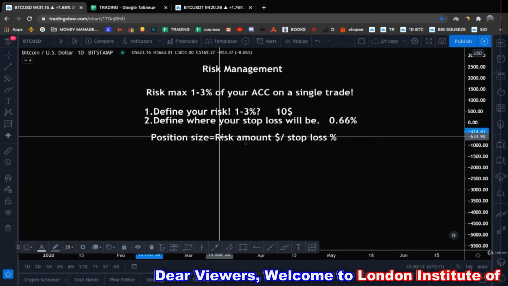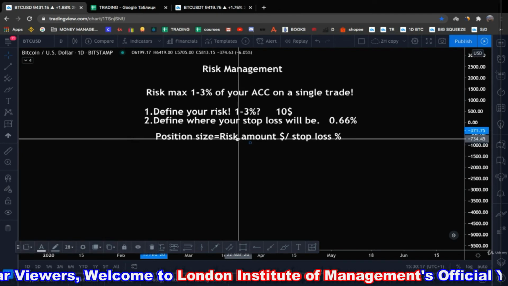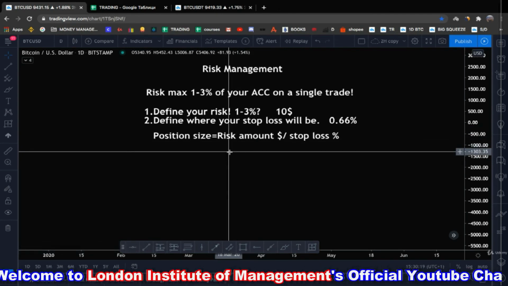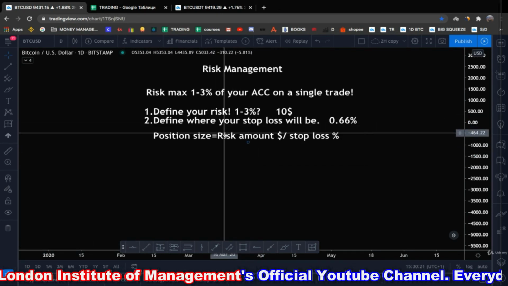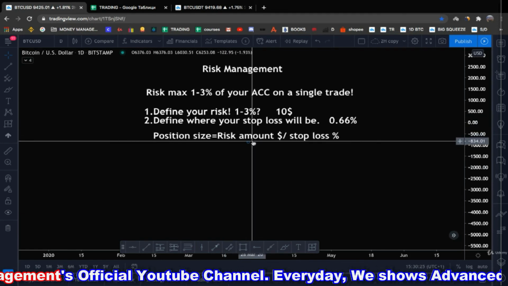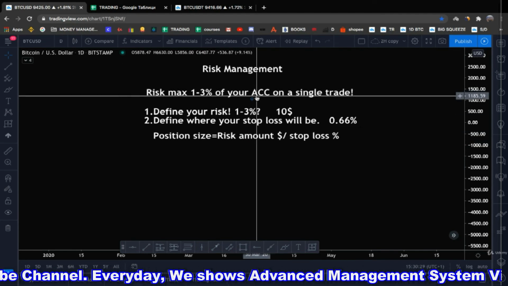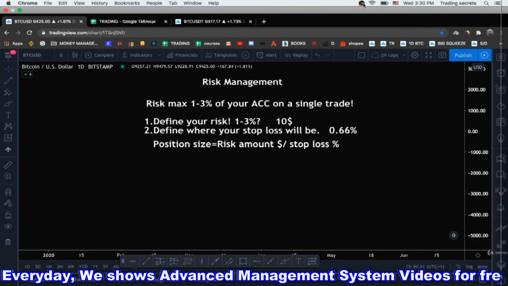This is why using margin the right way is crucial, because if you use it the wrong way, just like most of the people who don't have risk management, you can blow your account faster than you can blink. I mean, this is a reality. So this is why it's crucial. Now this is enough for this video.